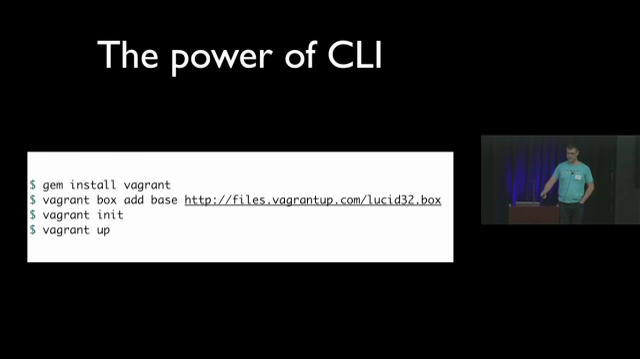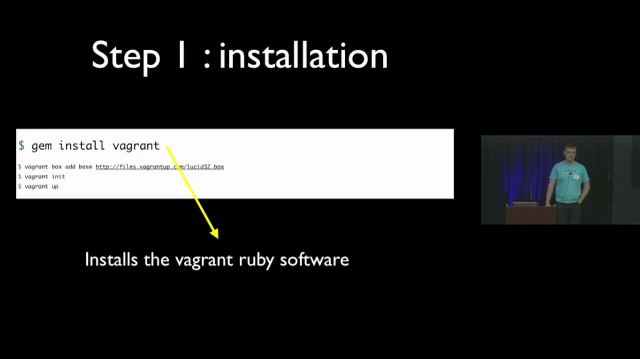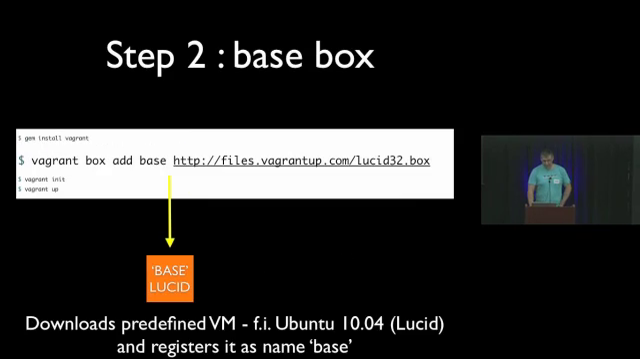First part, install a gem. I guess everybody can type that command. That's not too hard. The next part is vagrant box add a base box. What this actually does is fetch a predefined box over HTTP. So you get an Ubuntu box or whatever you have out there.